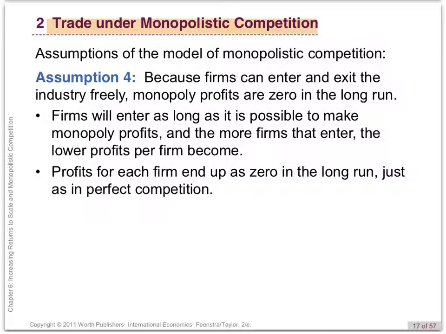And assumption 4 is that because firms can enter and exit the industry freely, monopoly profit is zero in the long run. This is similar to perfect competition. In perfect competition, if there are some profits left in the long run, then all firms behave like profit hunters. If I am enjoying some positive profit, then you all come to my market and take my profit until there's nothing left. So each firm's profit is zero in the long run.